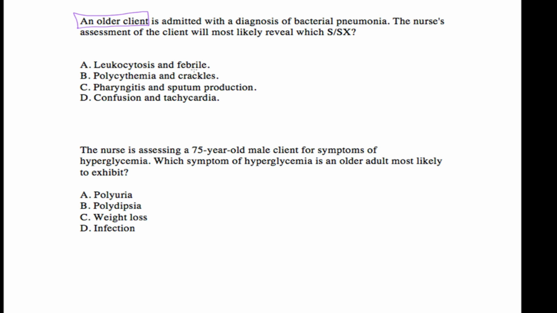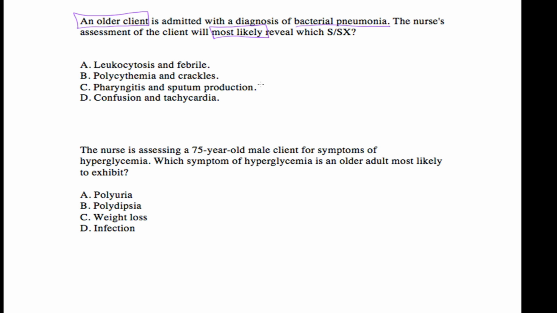So we're talking about an older client that's admitted with a diagnosis of bacterial pneumonia, and the nurse's assessment of the client will most likely reveal which signs and symptoms. So I'm looking for something that's specific to the older client in this age group. So leukocytosis and febrile, polycythemia and crackles, pharyngitis and sputum production, confusion and tachycardia.